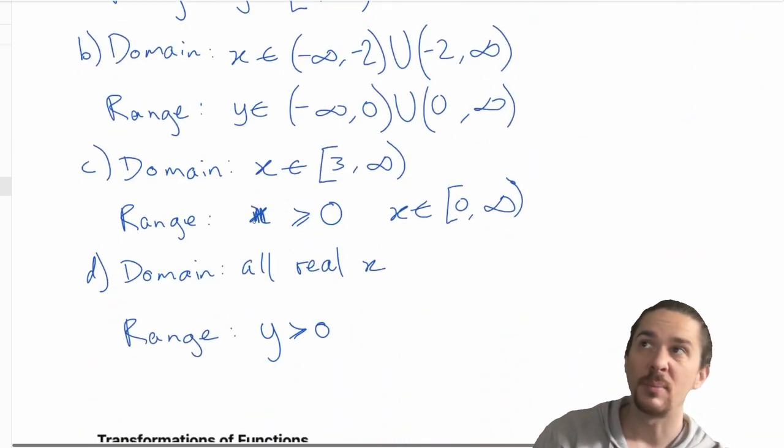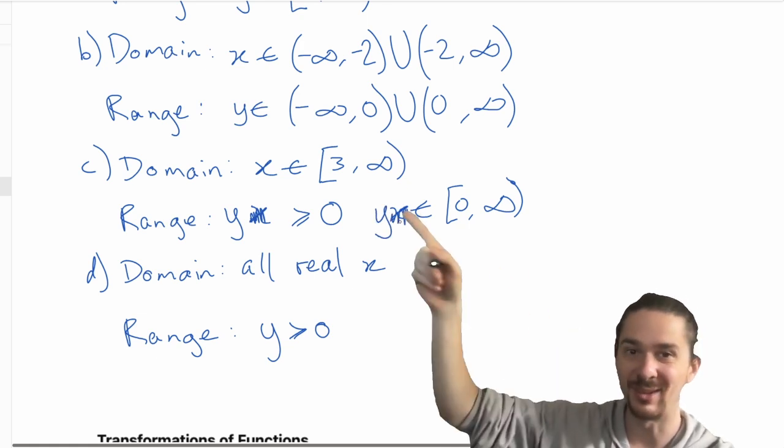And I've just realized up here I put x. These should be y because it's a range. It should be f of x or y, not x. So that was an error. Should say y for range.